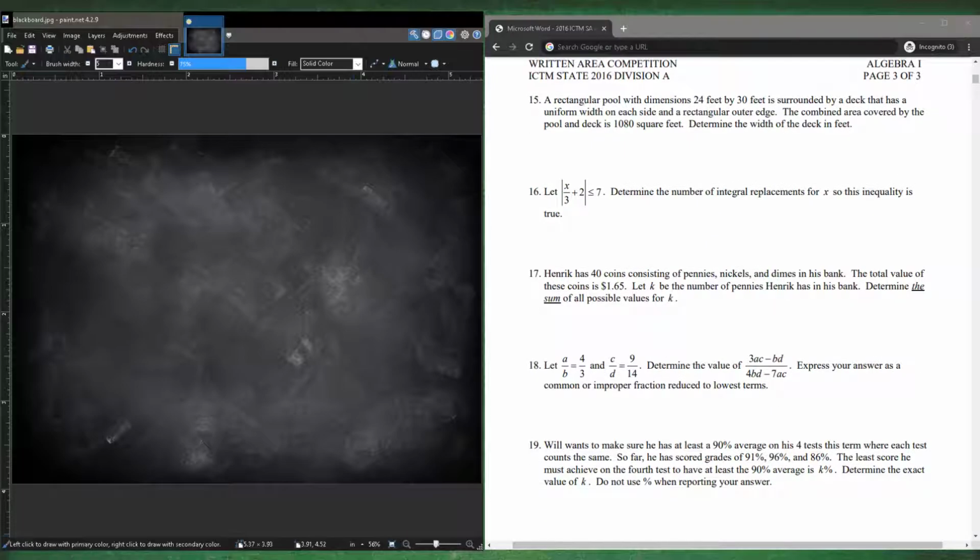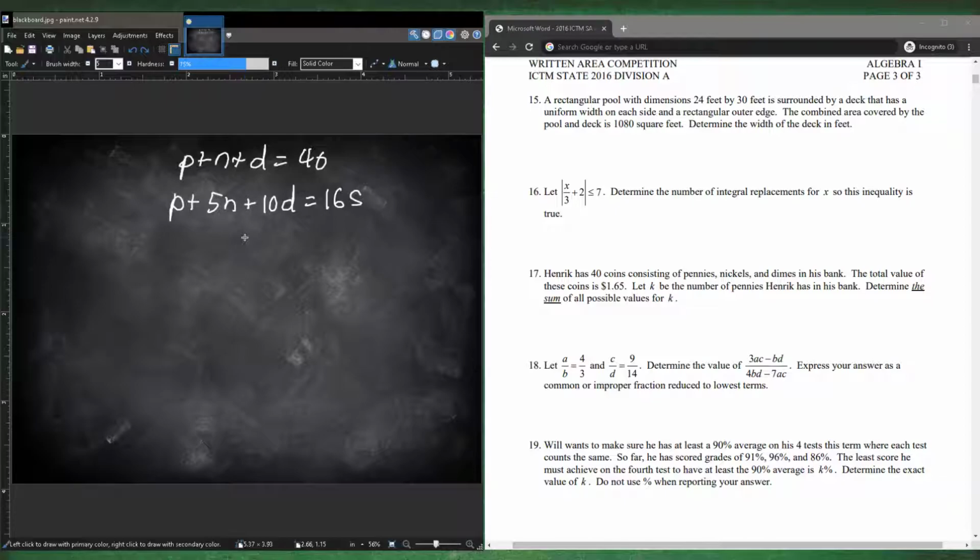Okay, number 17. Henrik has 40 coins consisting of pennies, nickels, and dimes. So that's equal to 40, right? Pennies plus nickels plus dimes. And then the total value is $1.65. So a penny is 1 cent, a nickel is 5 cents, and a dime is 10 cents. And that should equal 165 cents. Right? It's not 1.65 because we're setting this equal to cents, not dollars.